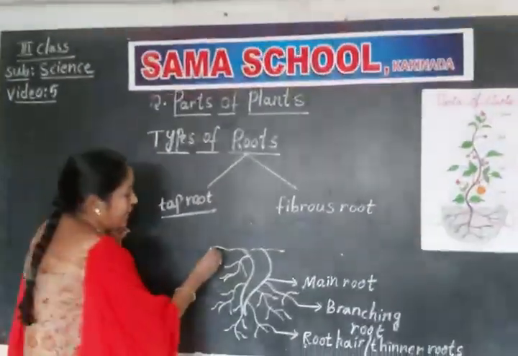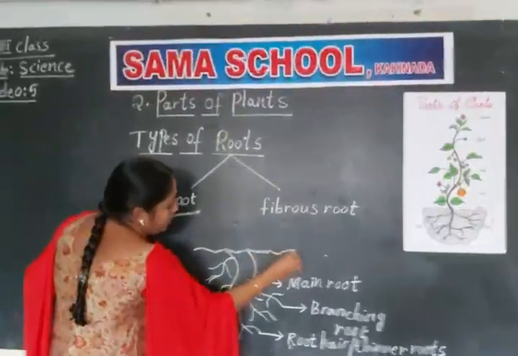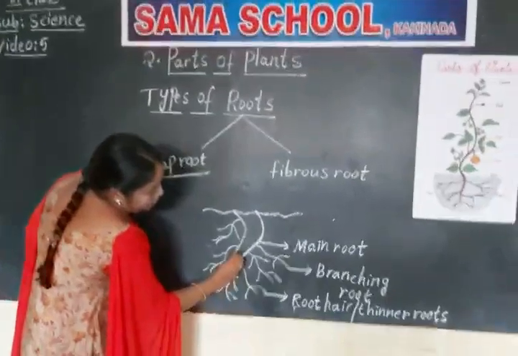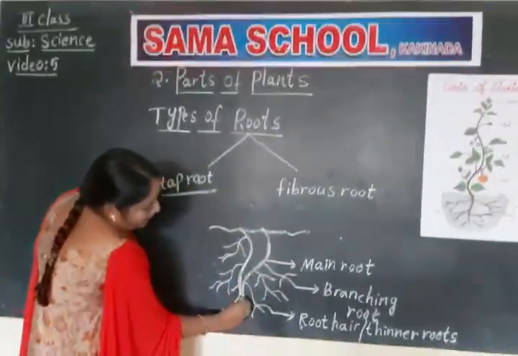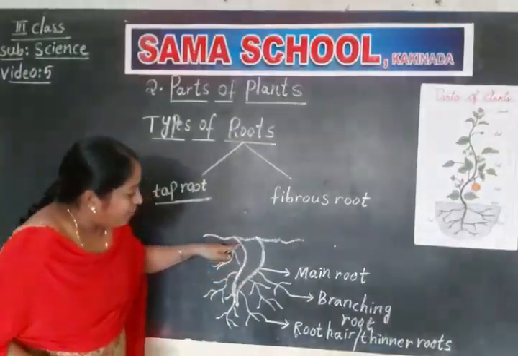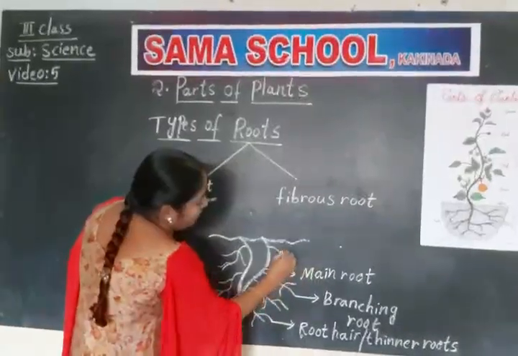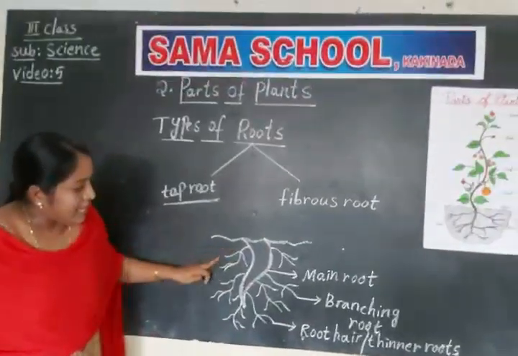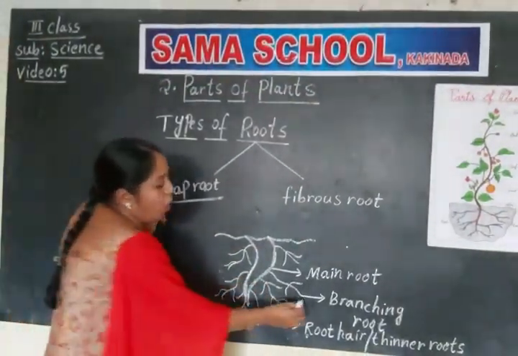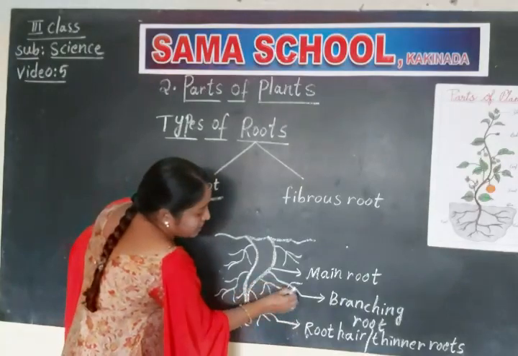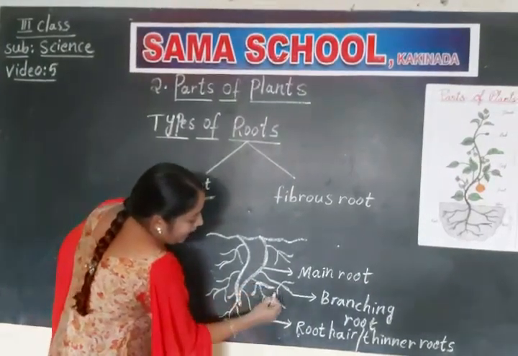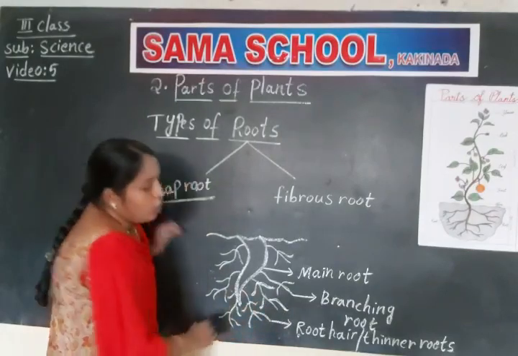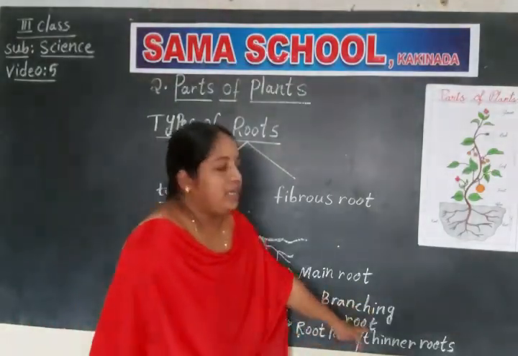Okay, children? If you observe a taproot, there is one main root. This part is called main root. And from the main root, there are some branching roots. On the branching roots, there are some small hair-like structures or thread-like structures. These are called root hair or thinner roots.